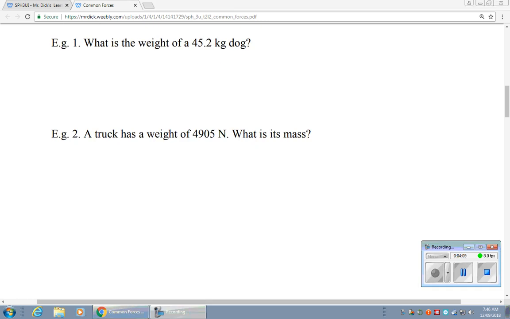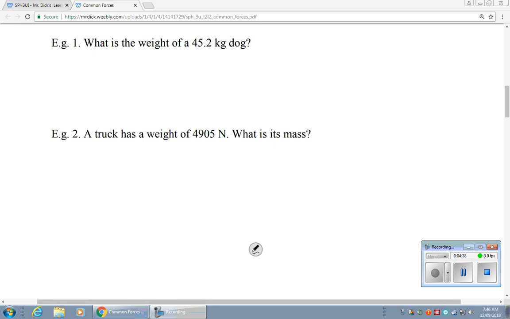So now we can be a little bit more mathematical with this and see how we would actually solve for a force of gravity. In this case, we're trying to find the weight of a 45.2 kilogram dog. If I just asked you that question before ever starting this note, you would have thought it was kind of a strange question. You would have said the weight of the dog is 45.2 kilograms. But now we know that's actually not the weight of the dog, that's the mass of the dog.